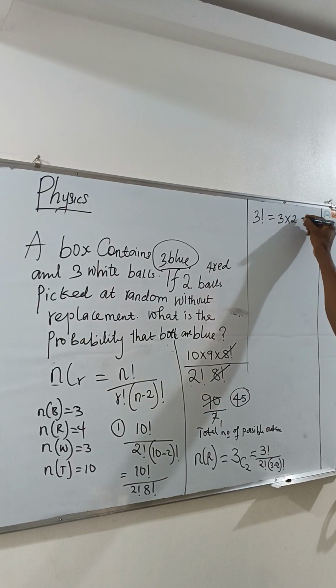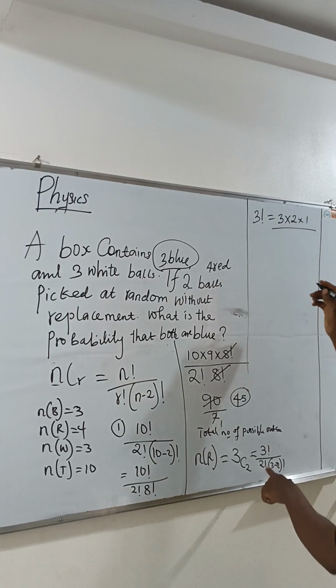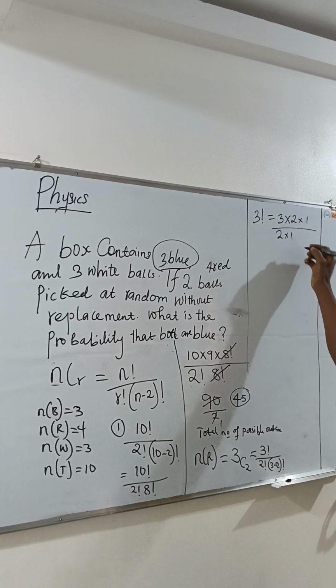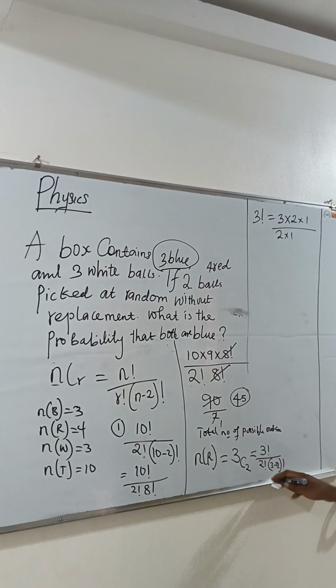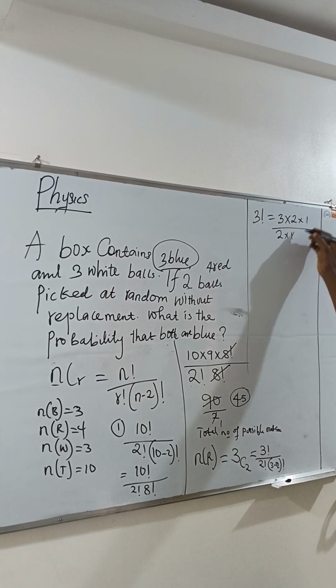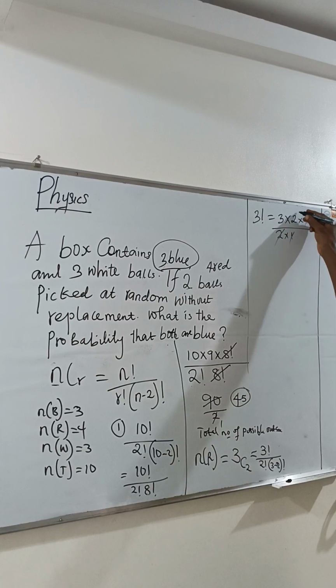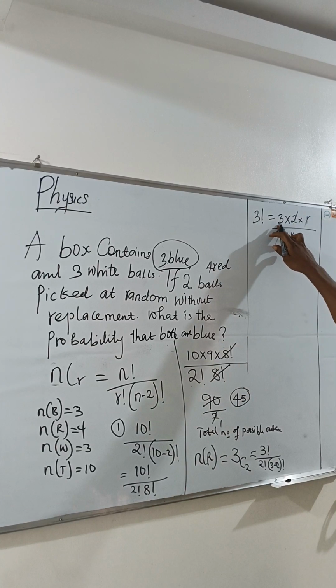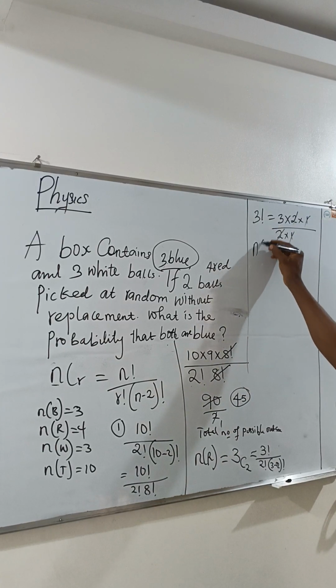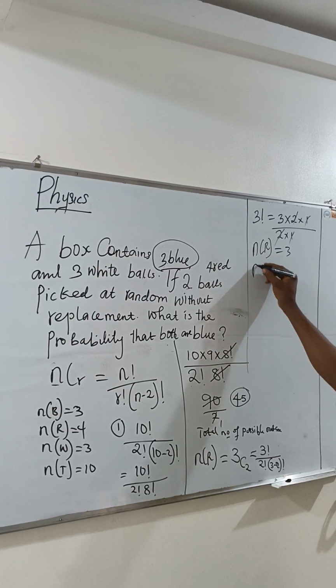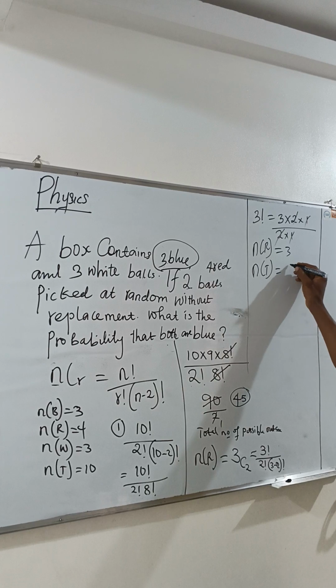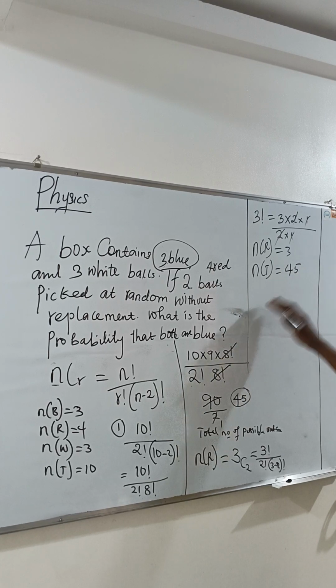3 factorial is 3 times 2 times 1, whereas 2 factorial is 2 times 1. This one, 3 minus 2, is already 1, so nothing is there. So 1 cancels, this cancels. You get it now. What we have is 3. So the total number of required outcomes is 3, while the total number of possible outcomes is 45. Have you seen it now?